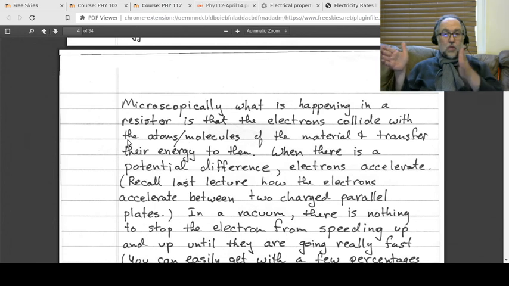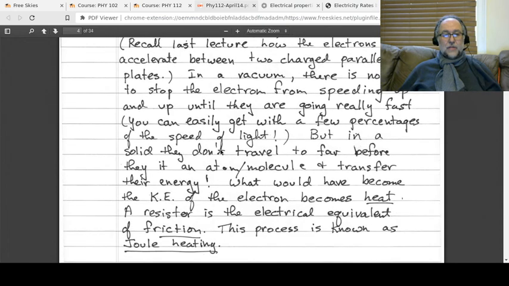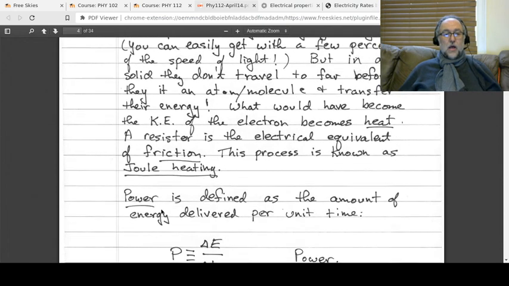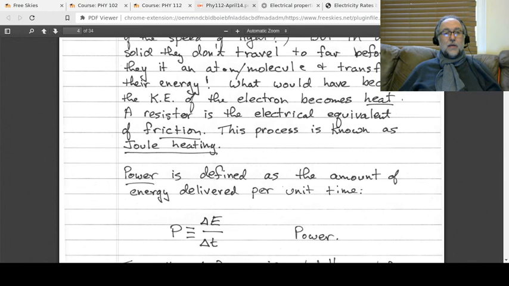That electron in that parallel plate example, it just accelerated until it hit ultimately the plate. Okay, but in a solid, it doesn't have that chance. It's going to hit things pretty quickly, and so it's continuously transferring its energy. And actually, this is what's known as Joule heating. So this paragraph here is basically all to describe Joule heating.